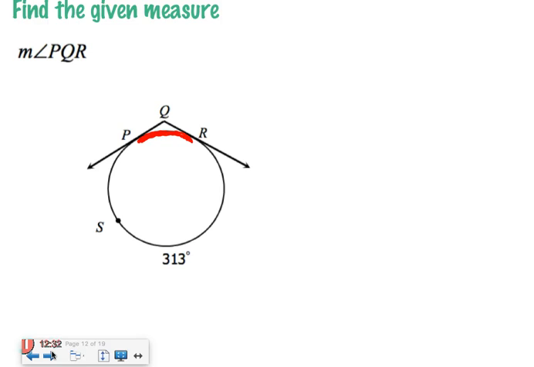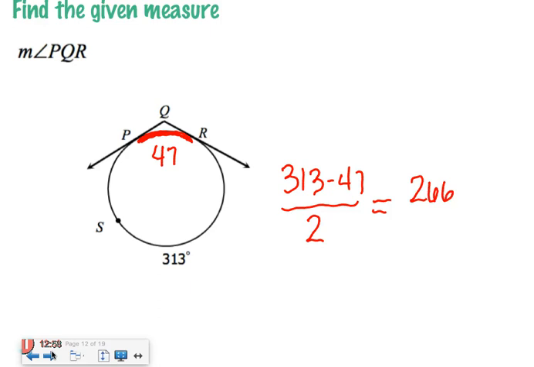Zach, do you already do this one? Yeah. You want me to tell you the answer? Not yet, but you can. What did you guys get for the ARC PR? 47. Now you can solve. $313 minus 47 is? Divide by 2. Good job.